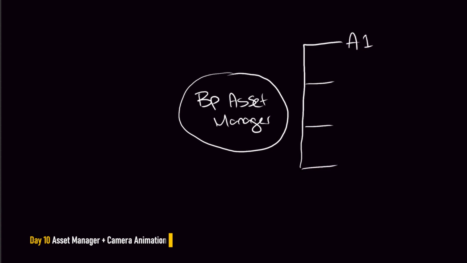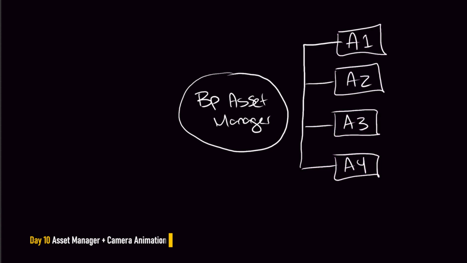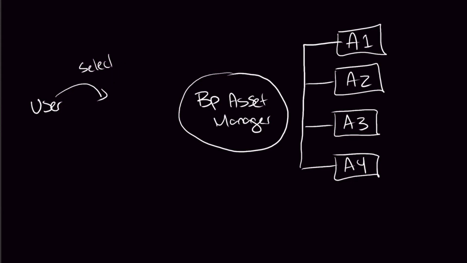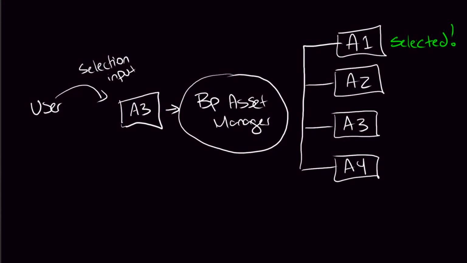On day 10, I created an asset manager blueprint. Now this stored all of the available actors in the scene, and would basically ensure that only one actor could be selected at a time. So if the user selected actor 1, for example, then the asset manager would check if any actors are active. If not, it would select actor 1. For example, if the user selects actor 3, then it would deselect actor 1, and now actor 3 would be active.